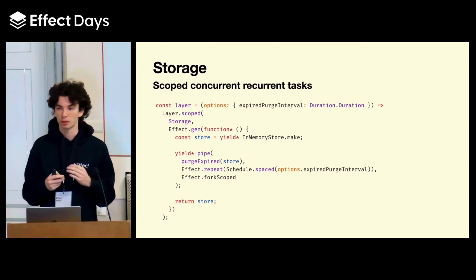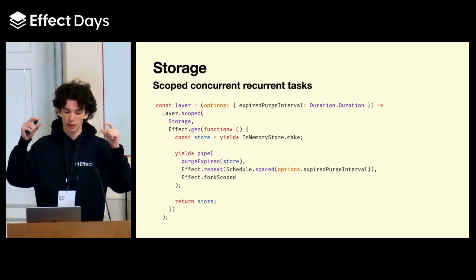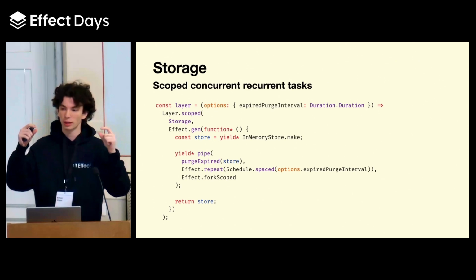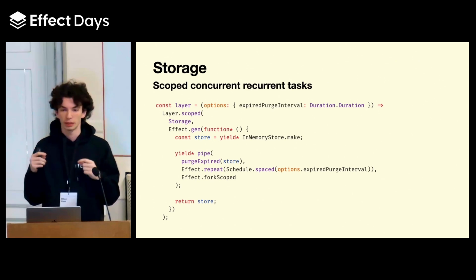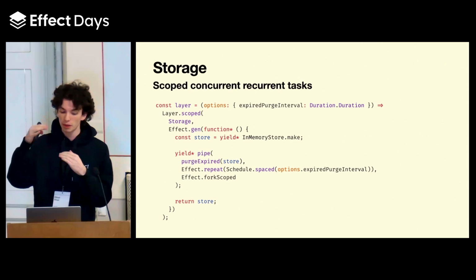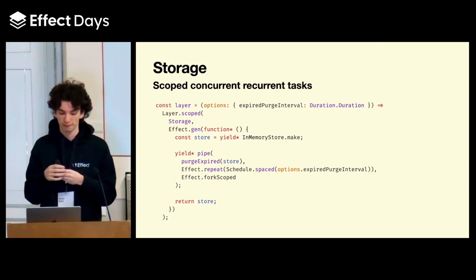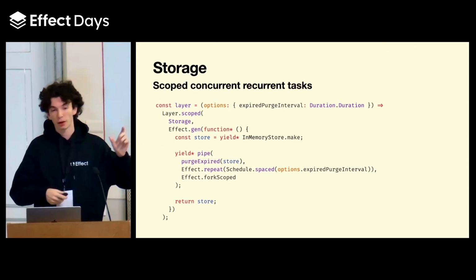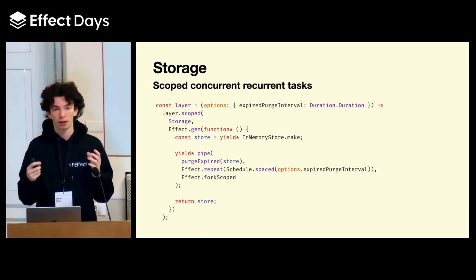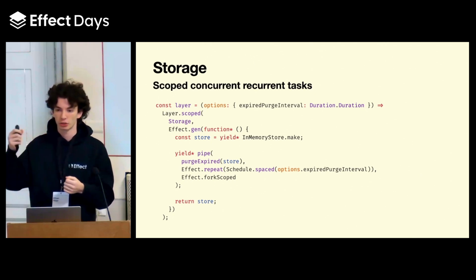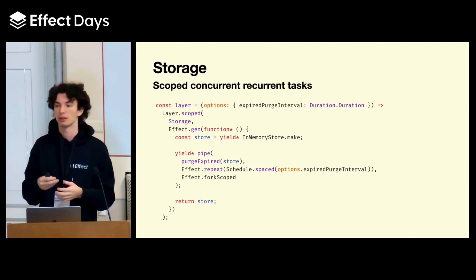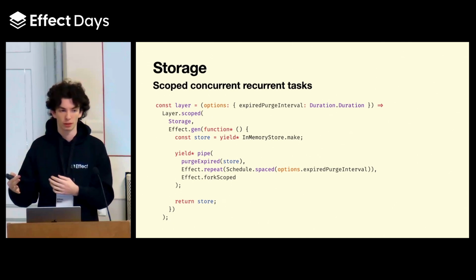So the key thing to notice here is that we're first creating an instance of this in-memory store at the top, and then we're returning it at the bottom. And that's really the main thing that's going on here. But then in the middle, we set up this side effect where we call this purge expired function. This is a function that goes over the store and checks all of the expirations to see if that key has expired, and then removes it if it's expired.